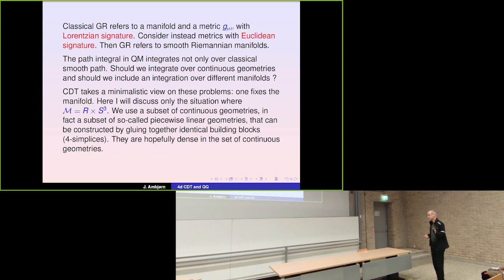We will actually use, to define the partition function, a subset of continuous geometries. In fact, a subset of what is called piecewise linear geometries that can just be constructed by gluing together identical building blocks, simplices. So the hope is that these are dense in the set of continuous geometries. And well, this has basically been proven in 2D that this is true, if you have the right measure. Of course, this measure has to be quite coarse, some Gromov-Hausdorff measure, some fancy mathematical measure of this, but that's basically the hope.